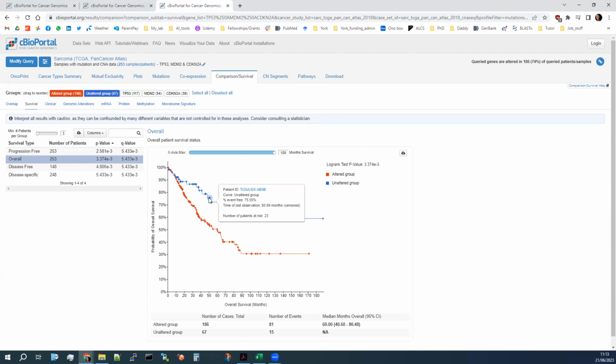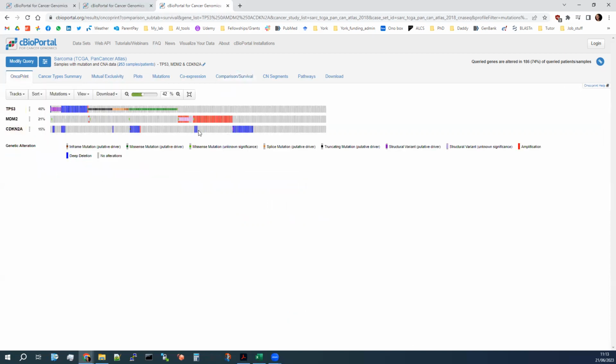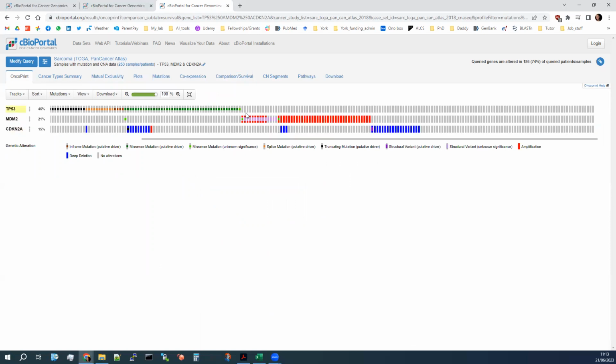Now we said that MDM2, that gene in particular, stops P53 from working. So why would you mutate that? That doesn't really make sense. Well, actually, if you look at the oncoprint and you zoom in, you can see that the mutations that are happening in MDM2 are all amplifications.